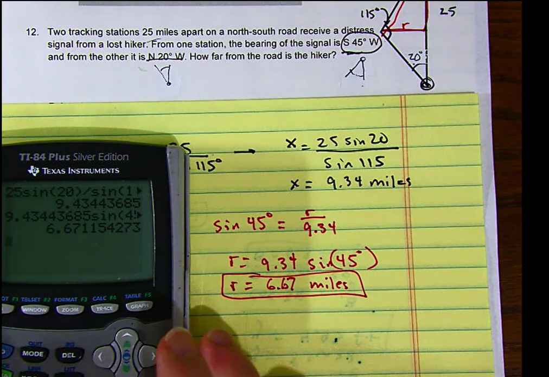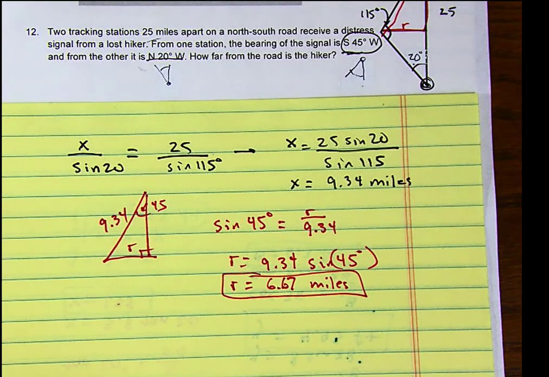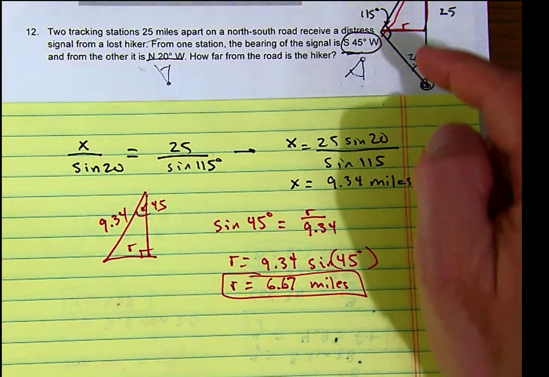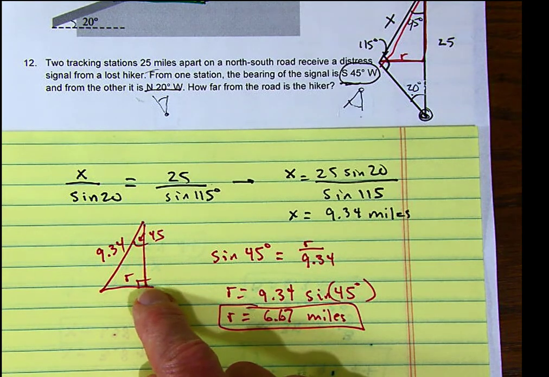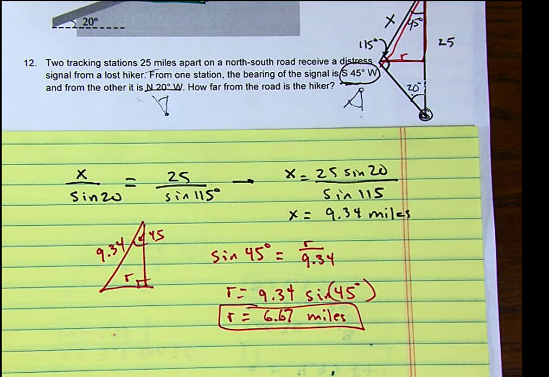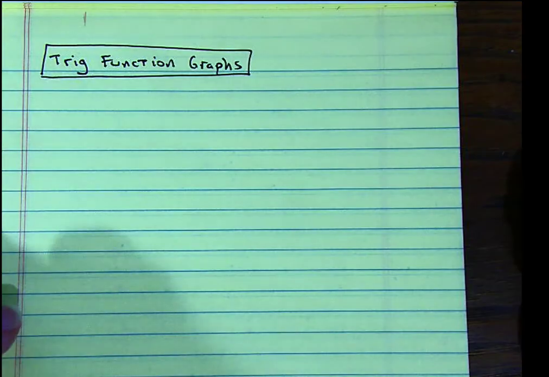So there you go. That was a combination of solving an obtuse triangle with the law of sines and a right triangle with just regular opposite, adjacent, hypotenuse. Okay, so we've practiced solving triangles, and now I got one more thing to practice.